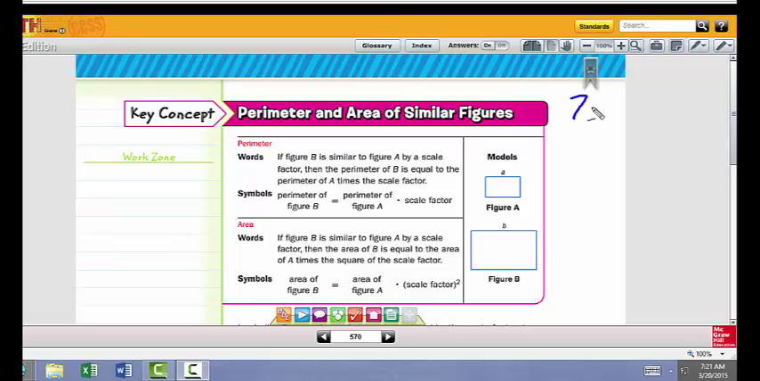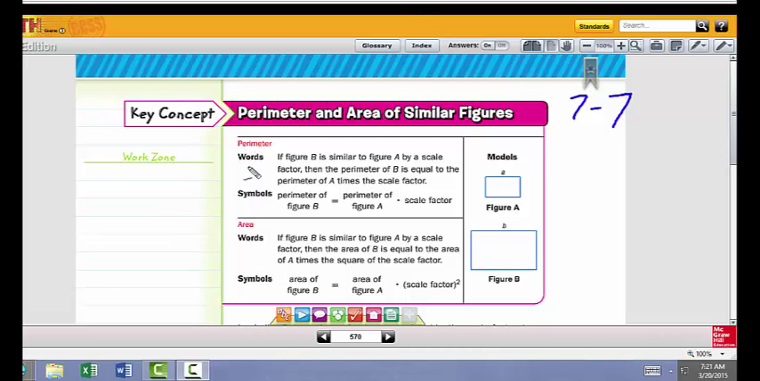Here are your example problems for 7-7. 7-7 is about area and perimeter of similar figures. So let's talk about our key concept here first of all, because this basically is the entire lesson right here in this box, if you really get down to it.